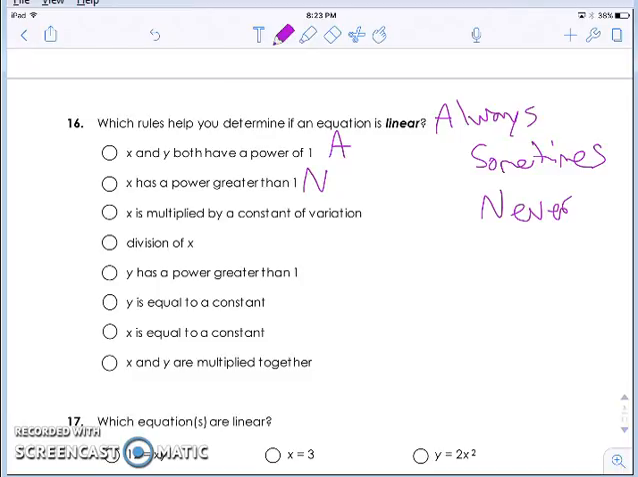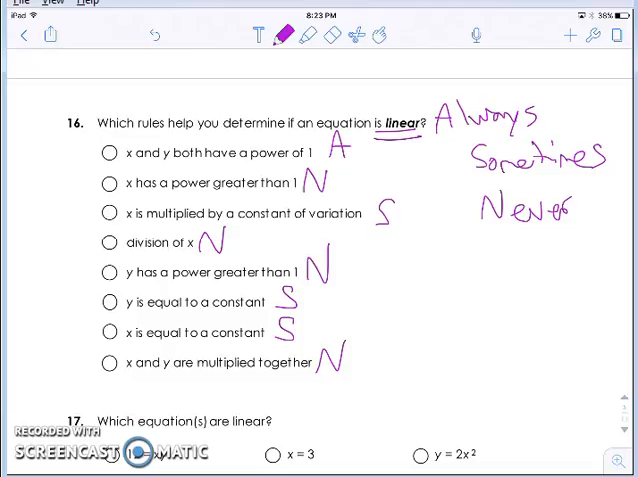Well, I don't think 0 is counted as a constant of variation, so I would say that is sometimes, because y equals a number would have a constant of variation of 0, and I don't think that works. Could be wrong on that. Division of x, never. Y has a power greater than 1, never. Y is equal to a constant, sometimes. X is equal to a constant. Now be careful here, this is linear, but it is not a linear function. So as long as they don't say function, we can count that.